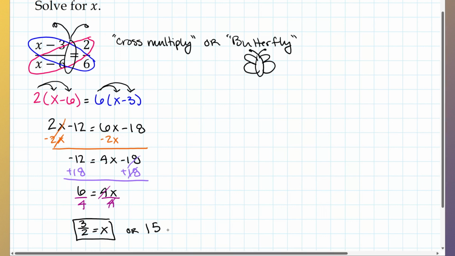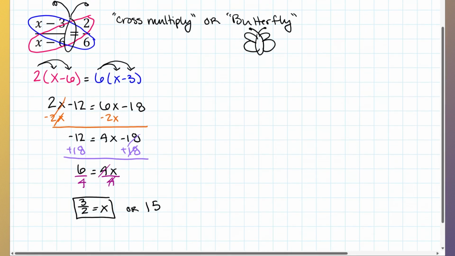If you really hate fractions, we can always write this as a decimal, and that decimal would be 1.5 equals x.